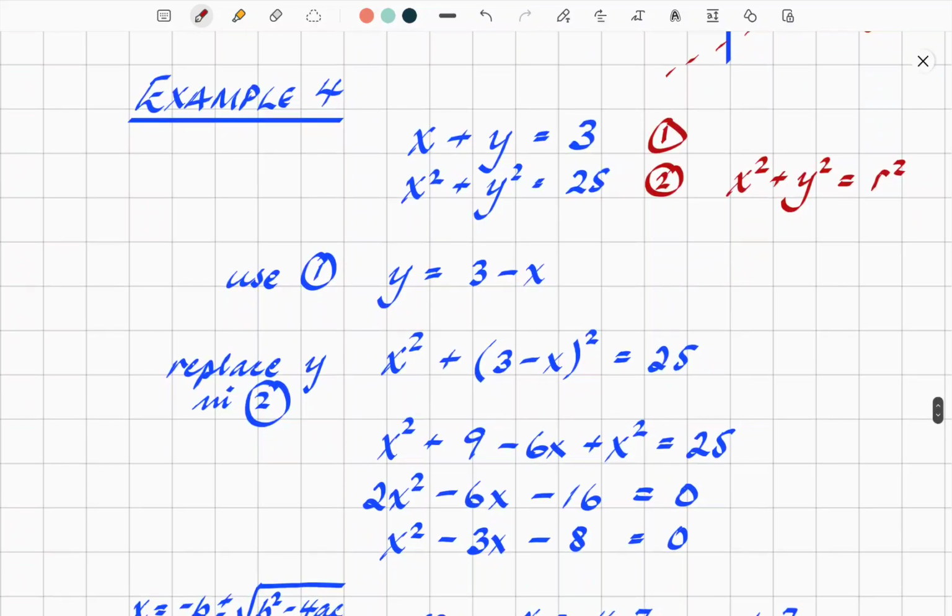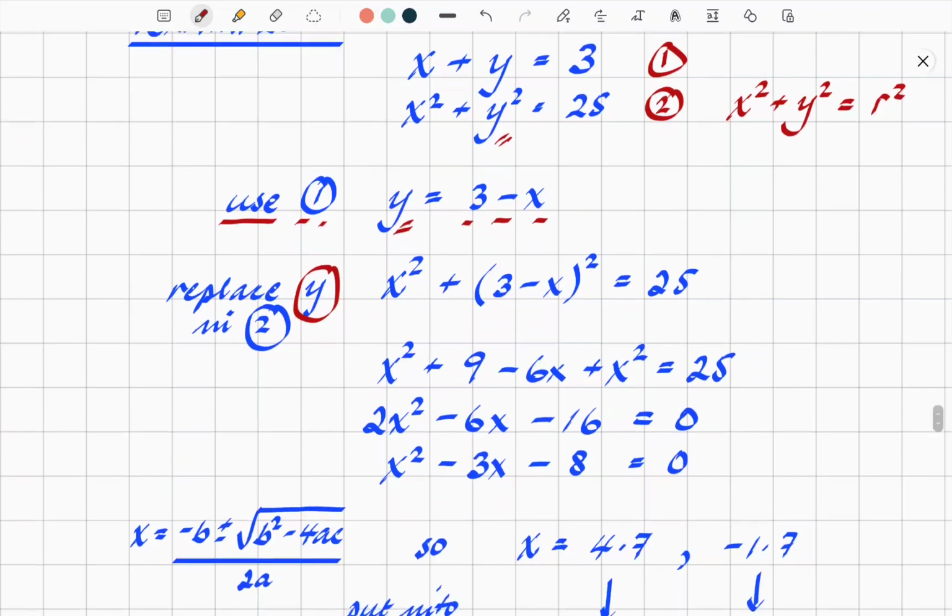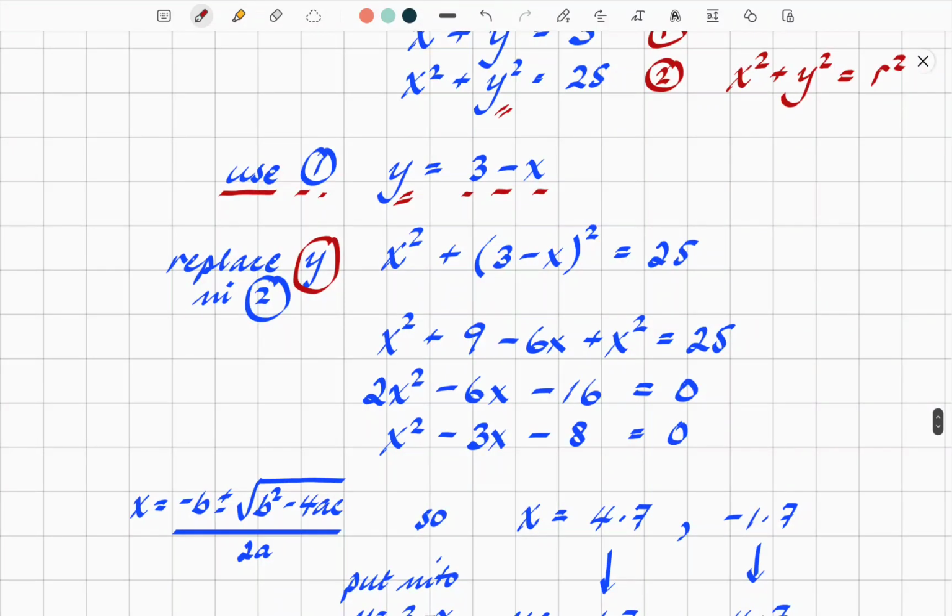Okay, we're going to use equation 1 and rearrange it to give us y equals 3 minus x. All right, and then we're going to replace y in equation 2. And that's going to give us x squared that we had. And remember, there's a y squared there. So x squared plus brackets 3 minus x all squared equals 25. So expand the bracket out, and we get 9 minus 6x plus x squared.